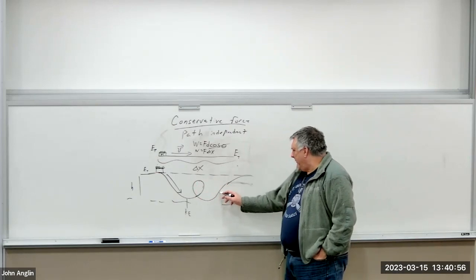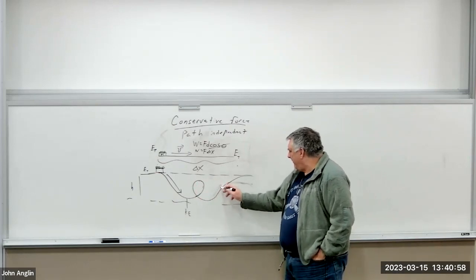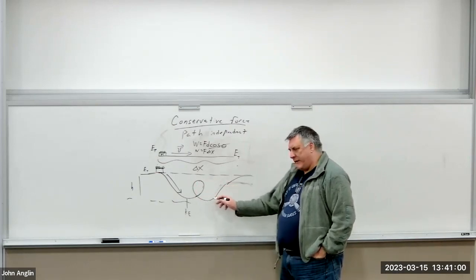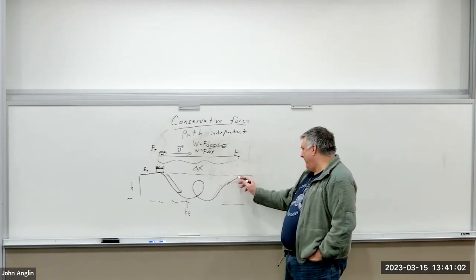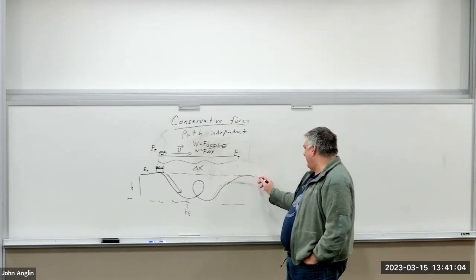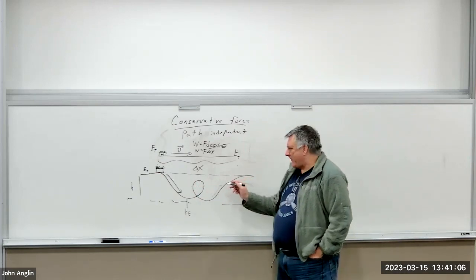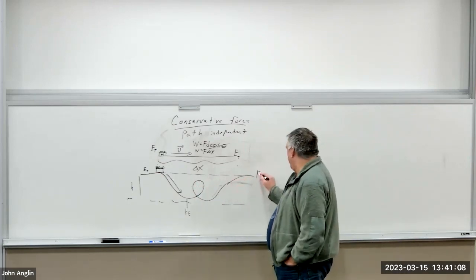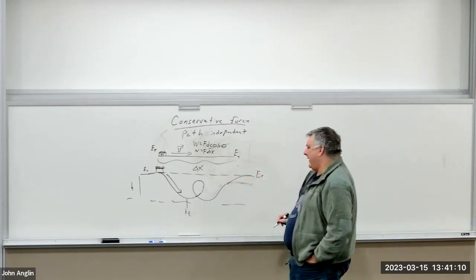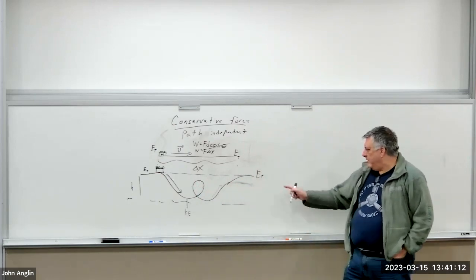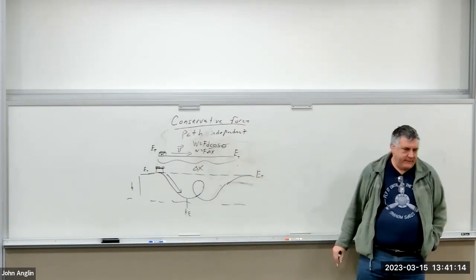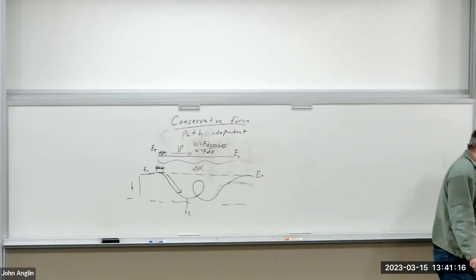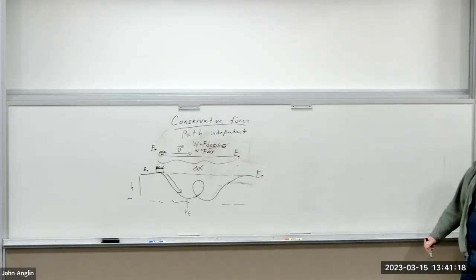But then ultimately, we have to come back up the hill. So we're going to trade kinetic for potential until we get to the top of the hill. And then we're back to all potential energy. But if we haven't lost anything, then the amount of energy that we had at the beginning is the same as the amount of energy we got out.